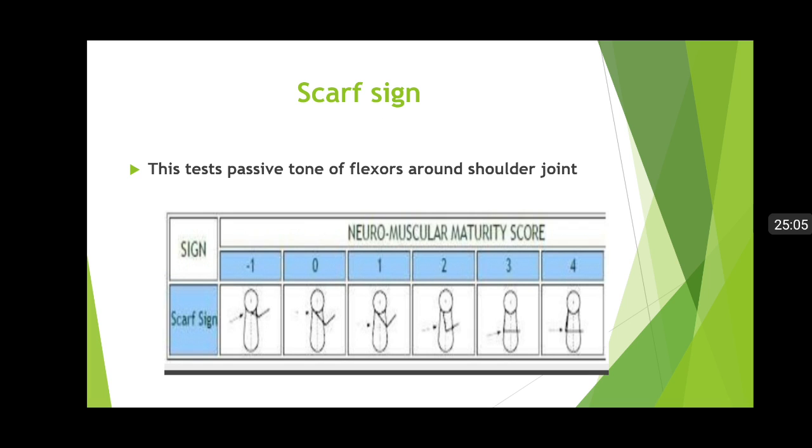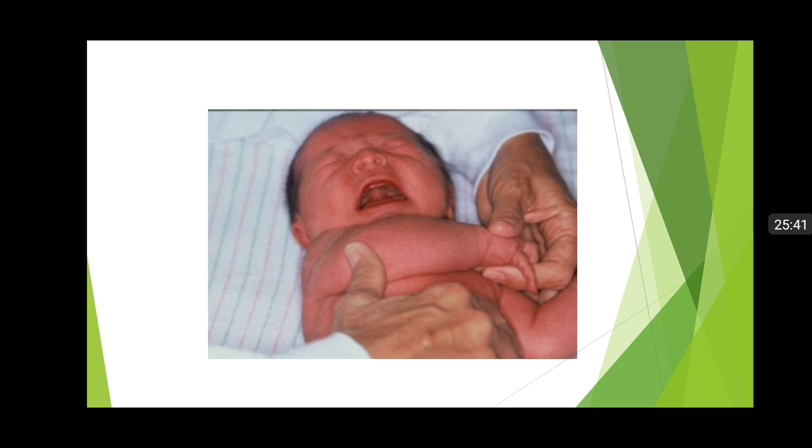Here we can see that the score is given -1, 0, 1, 2, 3 and 4. If this elbow crosses the midline or even the mid-clavicular line, approaching the anterior line of the opposite side, then it is -1. If it is up to the mid-clavicular line of the opposite side, it is 0. Up to the midline it is 1. Same side mid-clavicular line 2. Same side anterior line 3. If it is not even approaching the anterior line, then it is 4. This is how we score scarf sign.